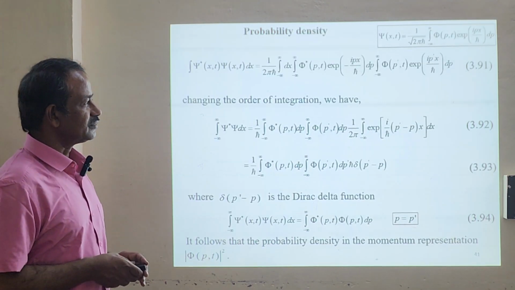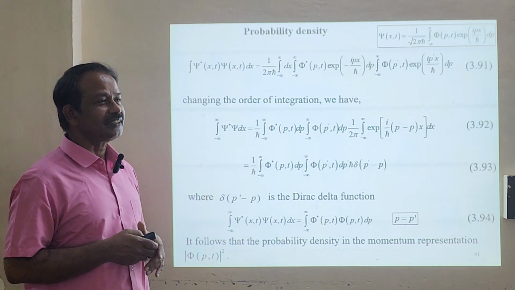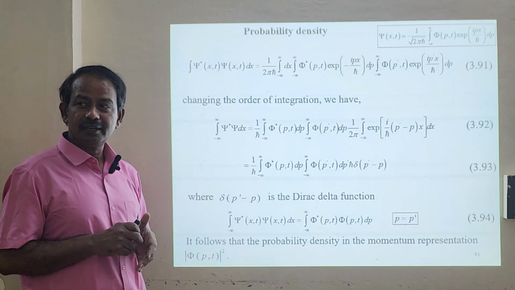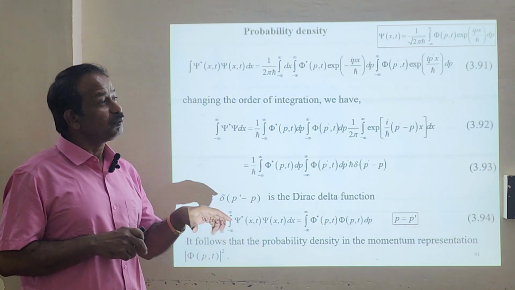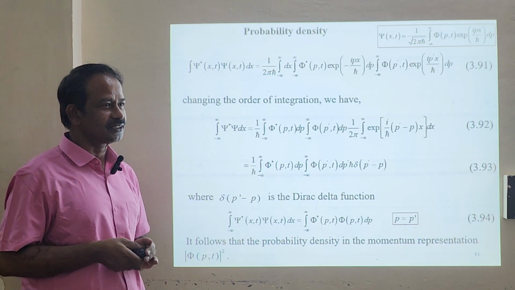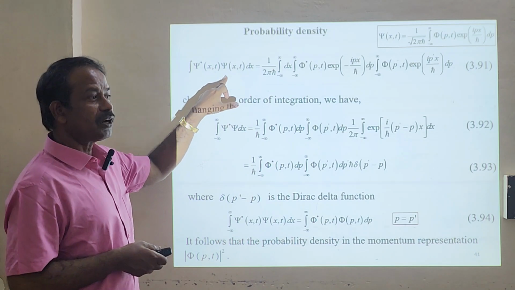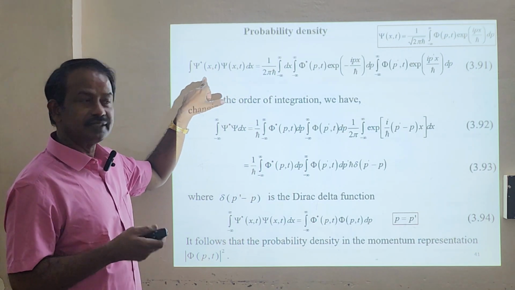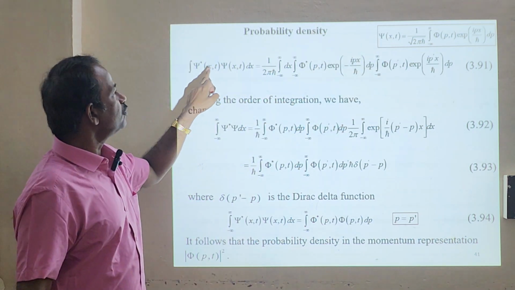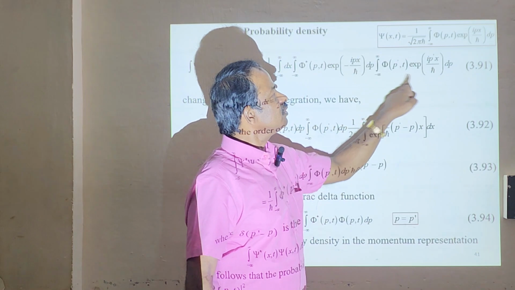Now the probability density. Just one slide. It's a very important thing. The concept goes like this. Just now we discussed that whatever value we obtain for the coordinate representation will be the same as that of the momentum representation. We are going to prove this one. The probability density is given by the product of the ordinary wave function and its complex conjugate, as we know already. So use this equation and substitute for your psi star, you will get this. Substitute for your psi, you will get this.